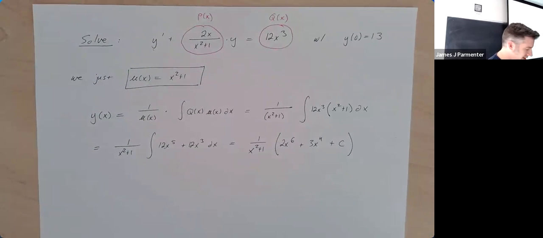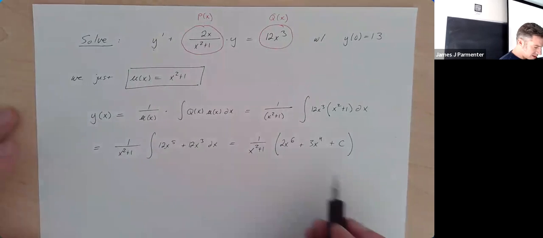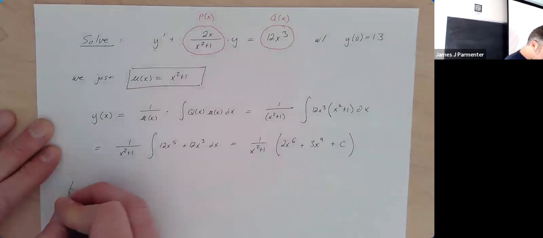And I don't really think you need to distribute the 1 over x squared plus 1 here. I mean, it's really just a matter of taste at this point. How do you want to write your answer? But we do need to still find the constant c. So find c by using the initial condition.